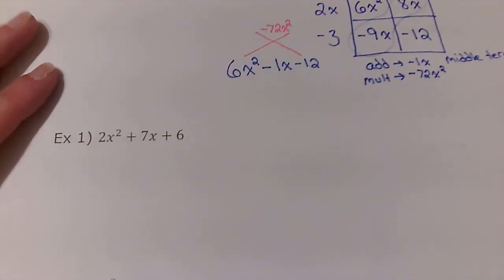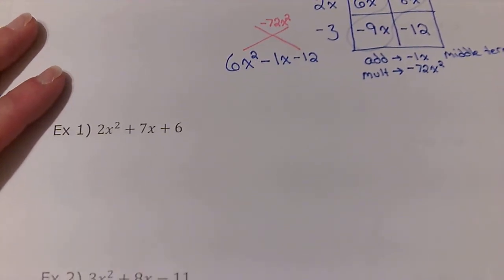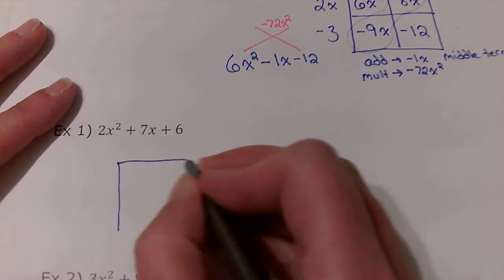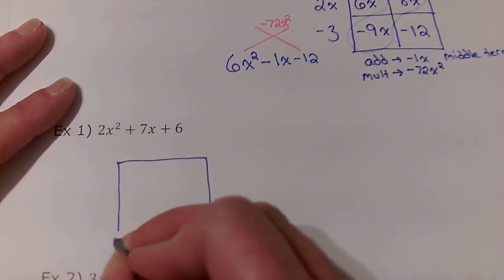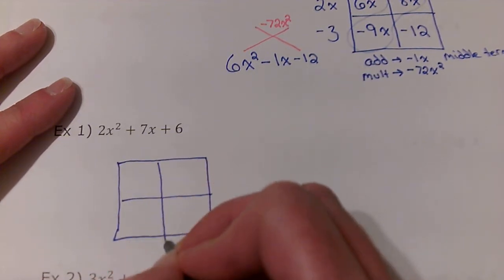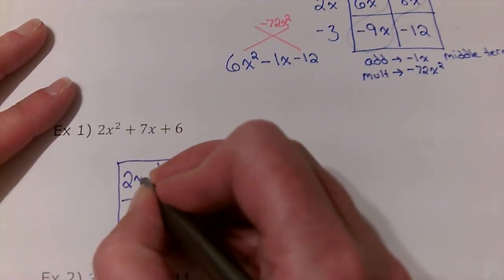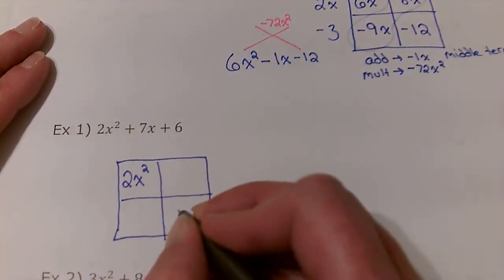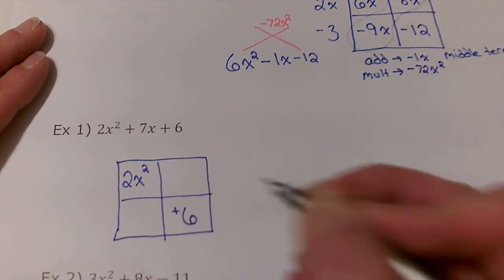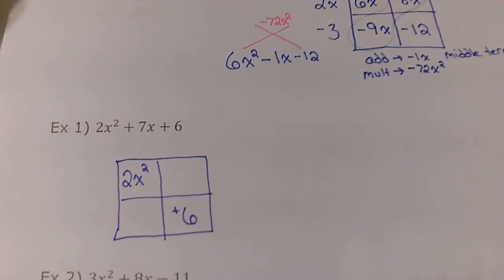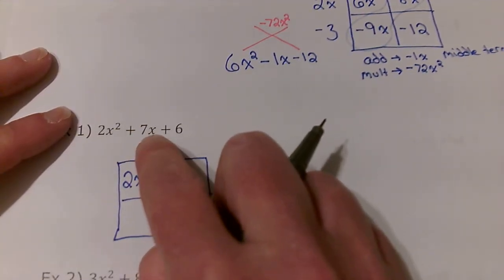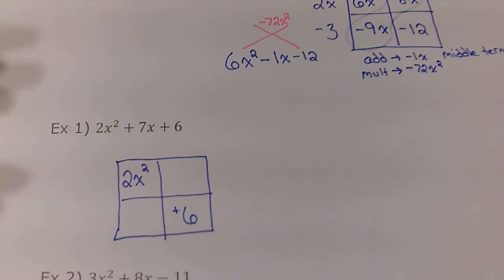So we're going to draw the box, and we're going to talk about how we're going to reverse the process. Well, I know from this last example that the first term always ends up being here. That's my first. And the last term goes here. But those two middle terms, I can't tell what they originally were. All I can see is the end result once we combined like terms.